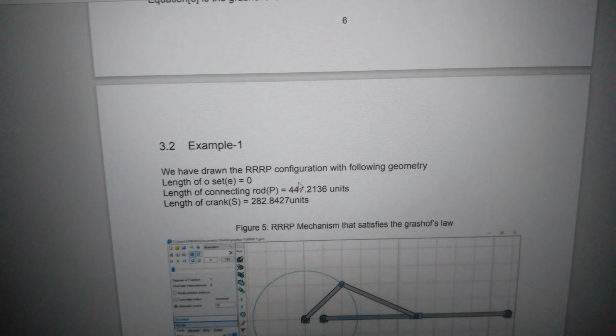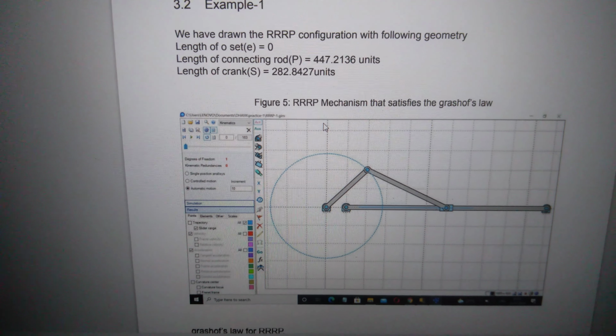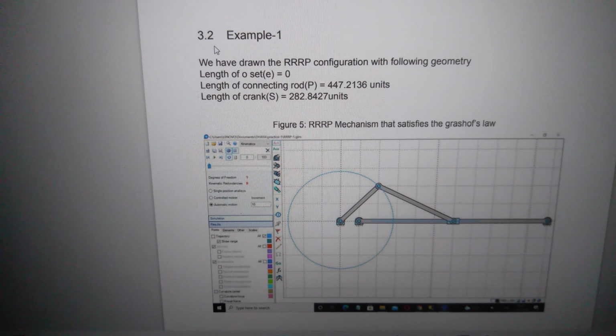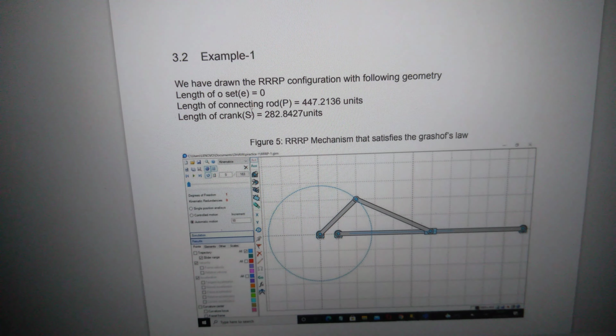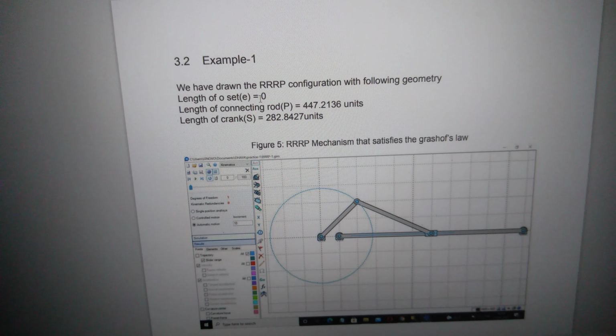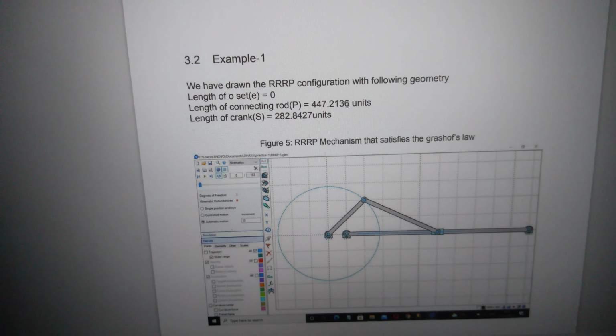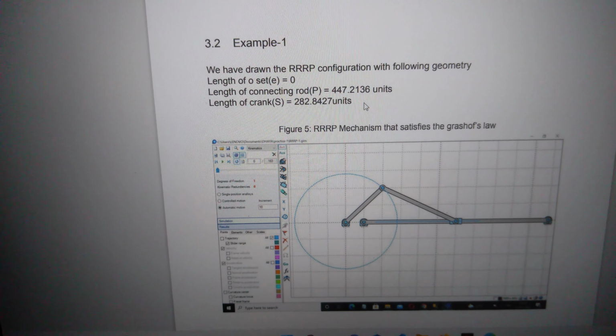Now let's go to the examples. Here we have drawn the RRRP configuration with the following geometry, sir. The length of the offset is equal to 0, the length of the connecting rod is equal to 447, and the crank is equal to 282, sir.